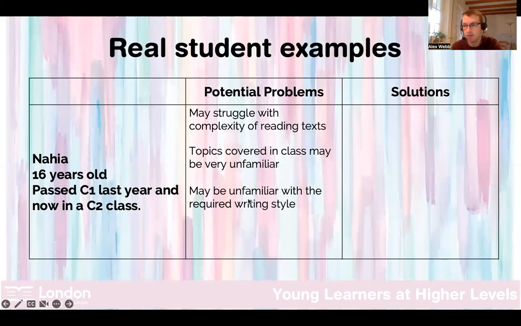In terms of writing, it is marked very harshly at C2 anyway, and so she may be very unfamiliar with the writing style required when we get to this level. And chances are, if you're studying C2, you're going to be in a class with adults. And 16-year-olds in a class with adults can be a little bit intimidated, a little bit shy, and that can be difficult for teenagers when they're put in class with adults.